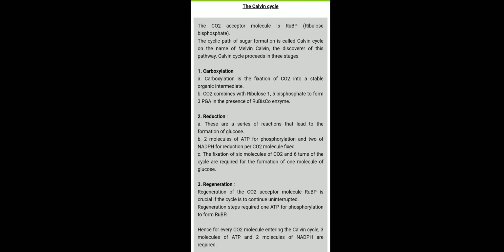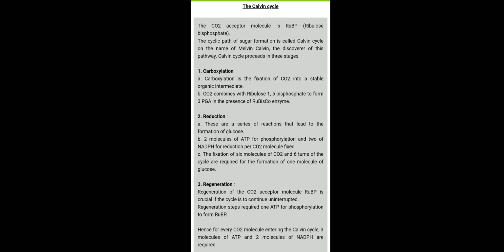In this you can see the CO2 acceptor molecule is RuBP. In the Calvin cycle the CO2 is accepted, or fixed, by RuBP. So in this pathway RuBP is the acceptor of CO2, and the main product is formed. What is the main product? Glucose. In this pathway glucose is formed. It is called the Calvin cycle after the name of the discoverer of this pathway, Melvin Calvin.